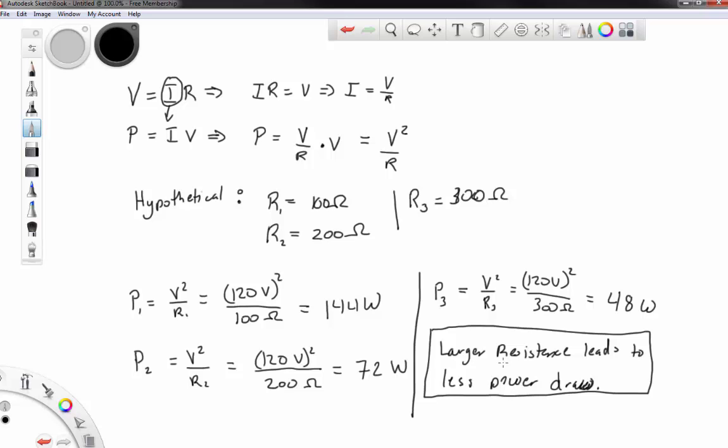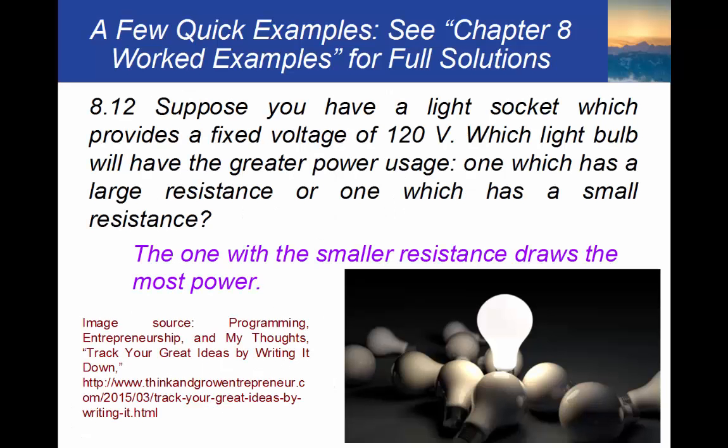That assumes, of course, that you have an ample power supply, that the battery is high enough voltage to supply the current needs of your robot or whatever, even with a larger resistance added or with a smaller resistance added. In any case, it means that the one with the smaller resistance draws the most power and the one with the largest resistance draws the least power.